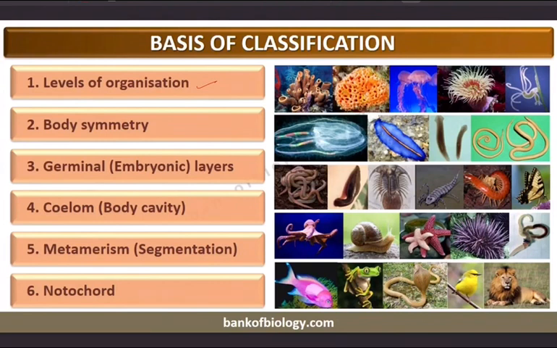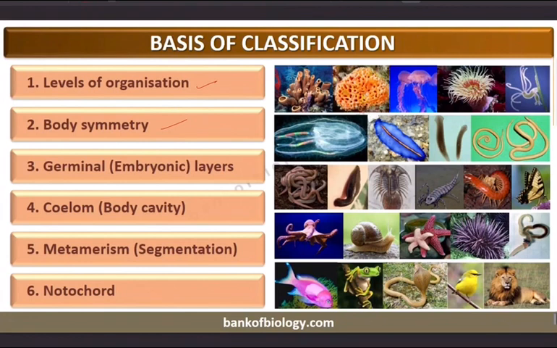And what is the basis? Why have we kept 11 major phyla under the animal kingdom? The basis for classification is like this. One, levels of organization. Animals show different levels of organization. As you know, cellular level like sponges, tissue level like coelenterates, organ system level like in our case, where we have a digestive system, respiratory system, circulatory system, like that. So we have different levels of organization.